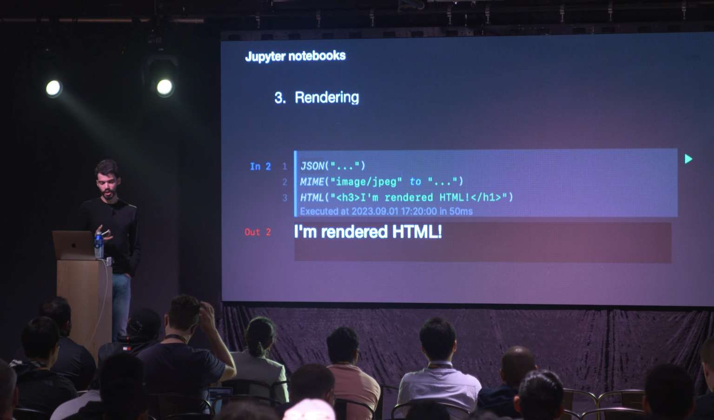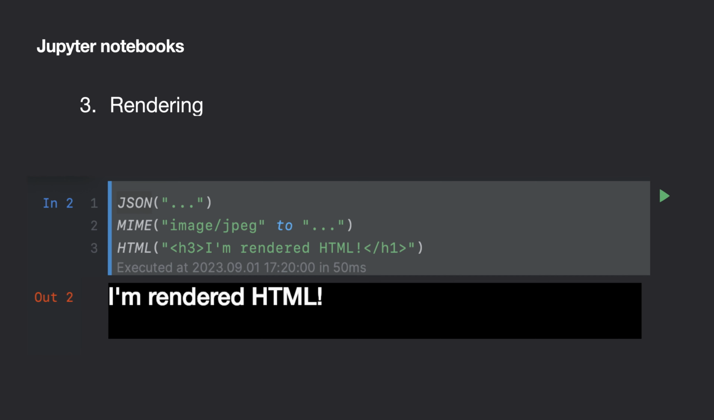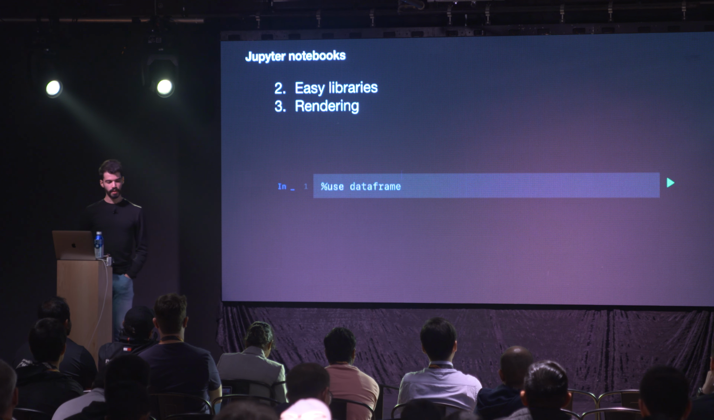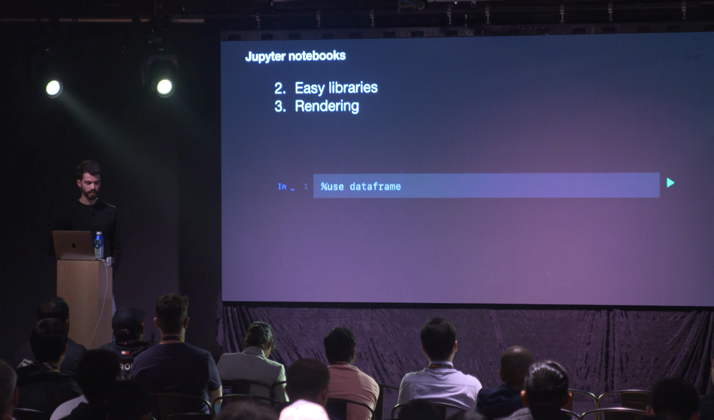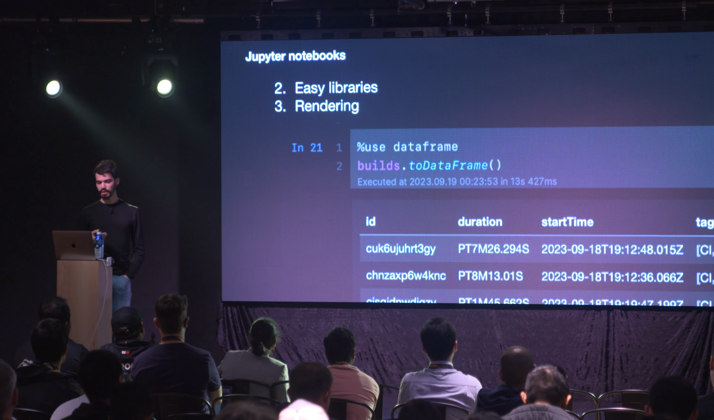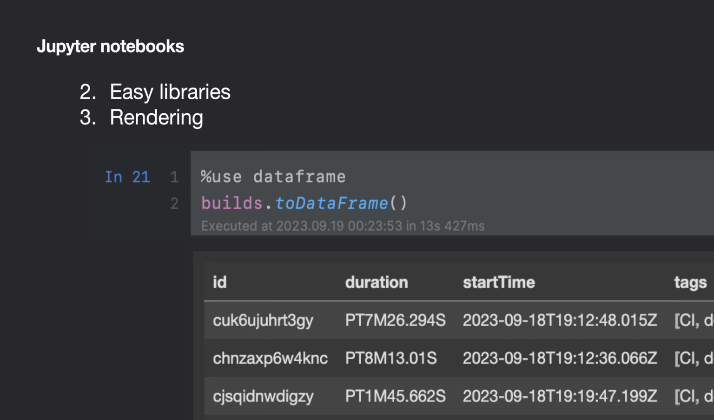It has rich output in each of these code cells. So it will render an HTML or an image that you have in the last line there. But this really shines when you combine it with the libraries. So libraries can teach it new formats to render. And DataFrame, for example, is a library for tables from JetBrains. And with this library, we can very easily turn a list of builds into a table and visualize the data that we have there, rendered right under our code.